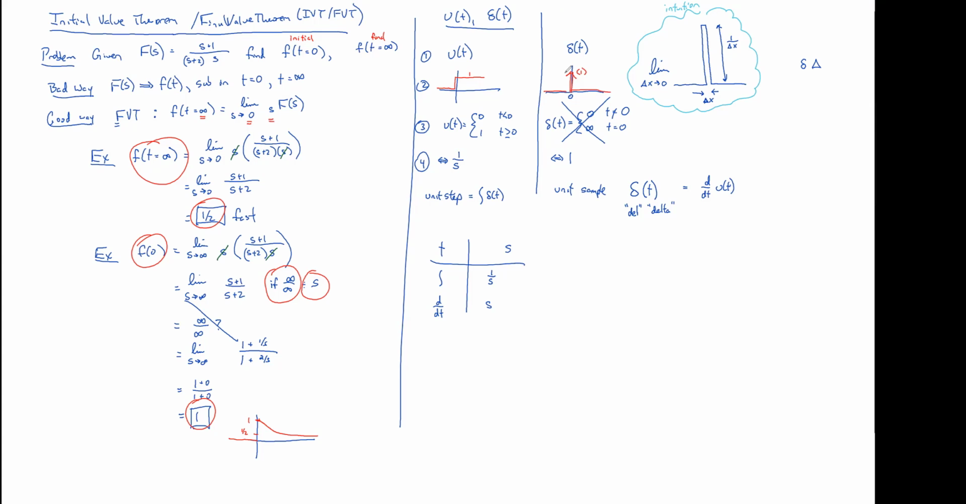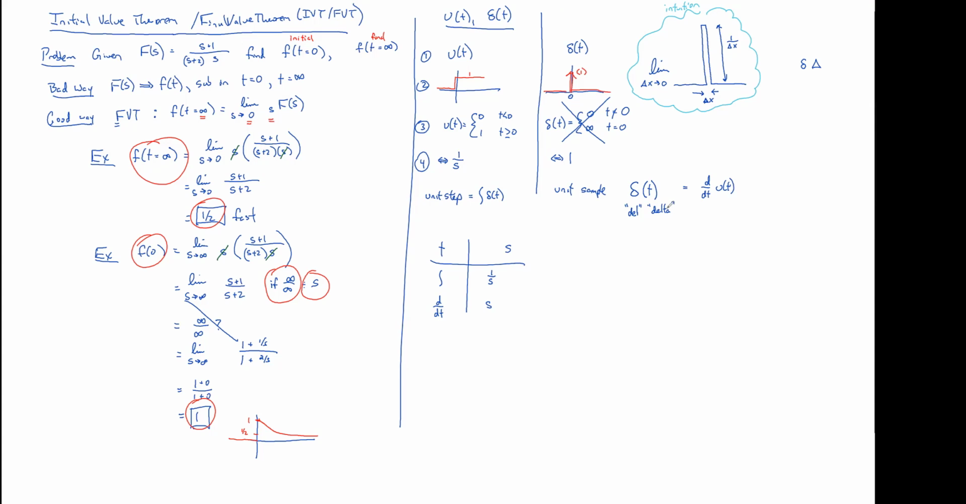So now what Joe is alluding to is that if this is true, we should be able to take the integral of the unit sample, which is this. And taking the integral is like multiplying by 1 over s. And sure enough, in the frequency domain, we get 1 over s times 1, which is 1 over s.